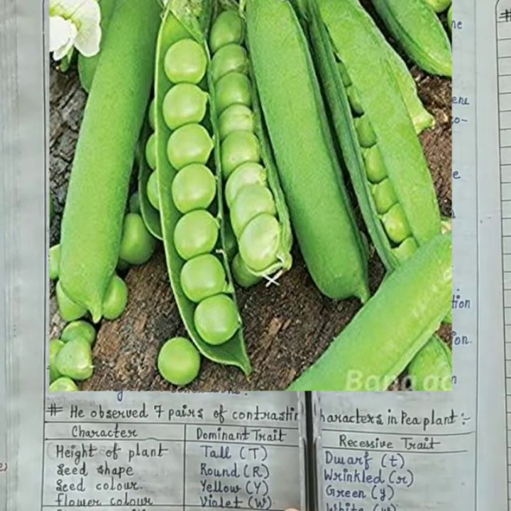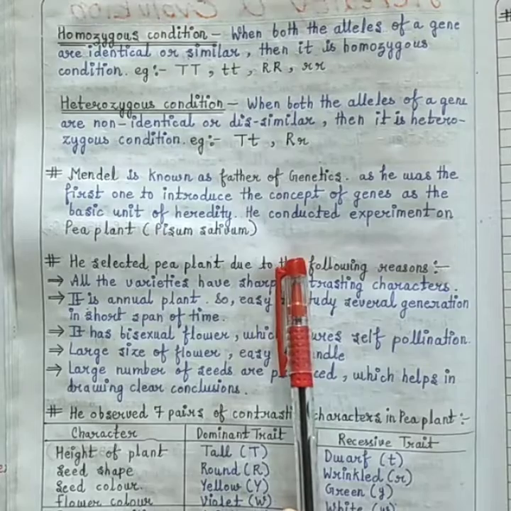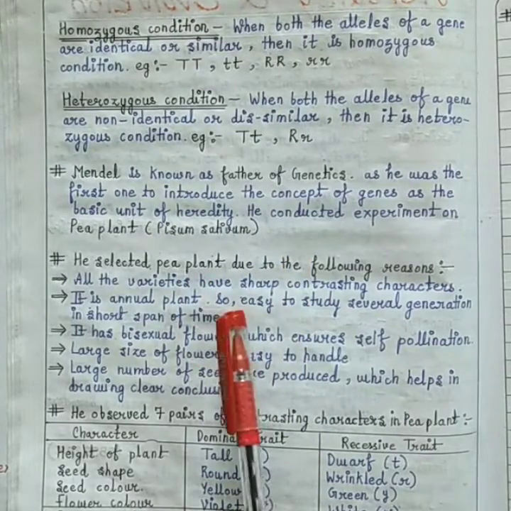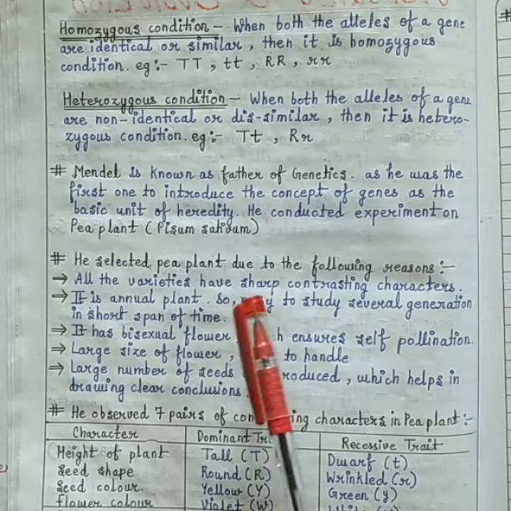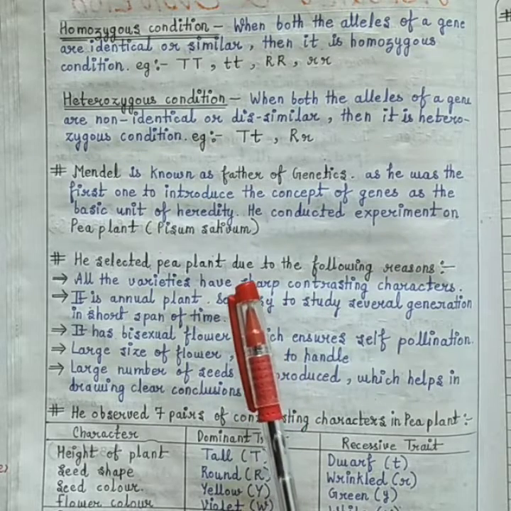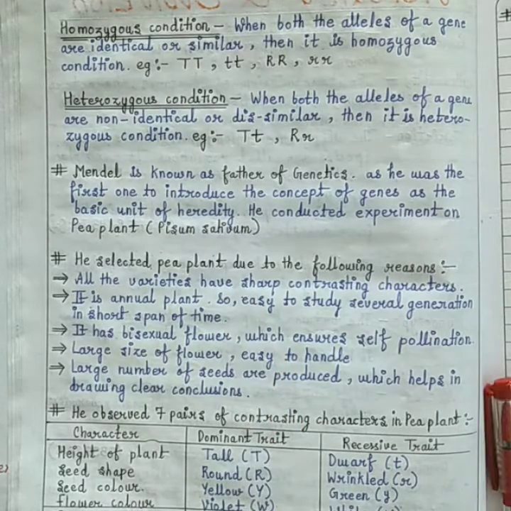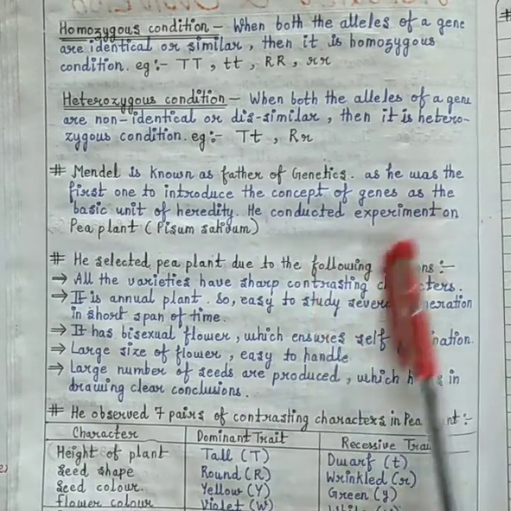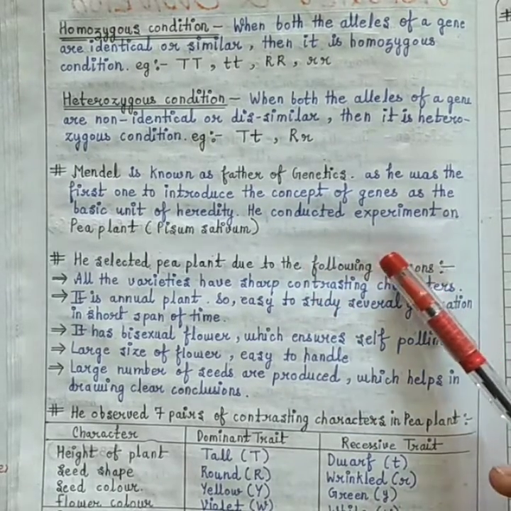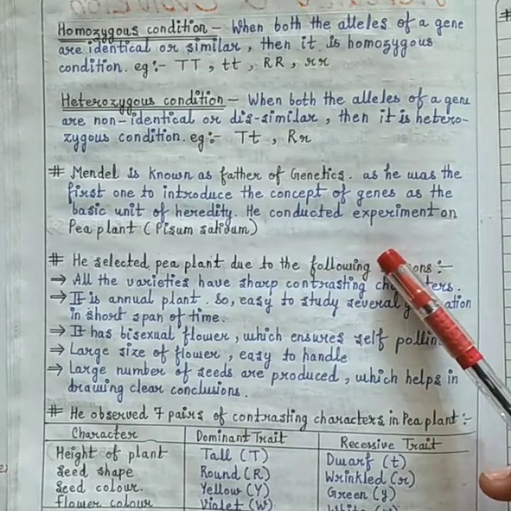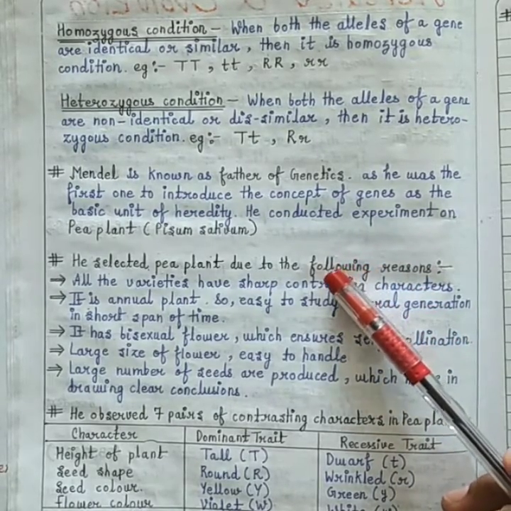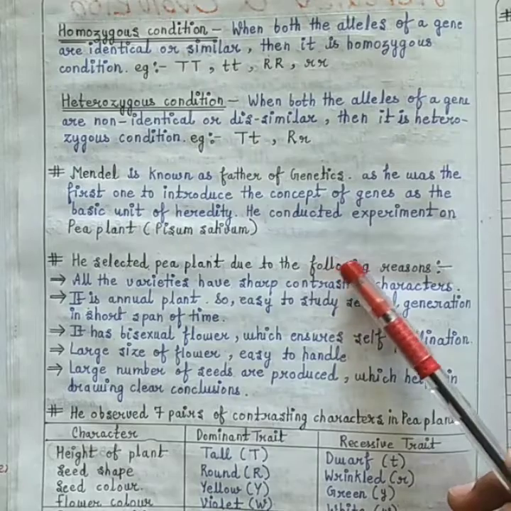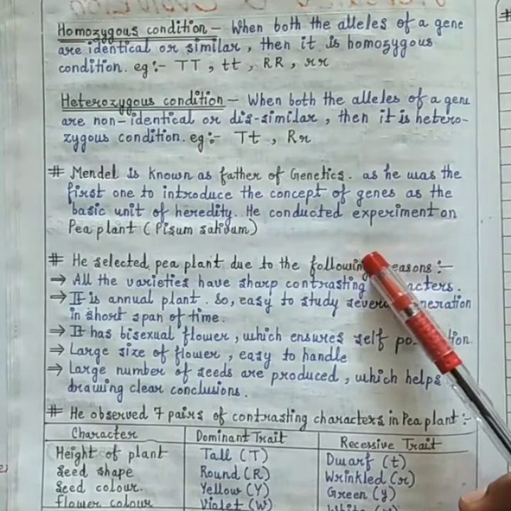So this is very important. Who is Mendel? Why do we call him father of genetics? Mendel is known as father of genetics because he was the first one to introduce the concept of genes as the basic unit of heredity, and he conducted many hybridization experiments on pea plant Pisum sativum. On the basis of those experiments, he gave 3 laws of inheritance.